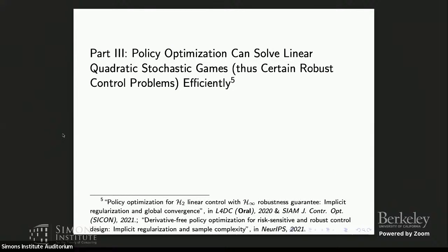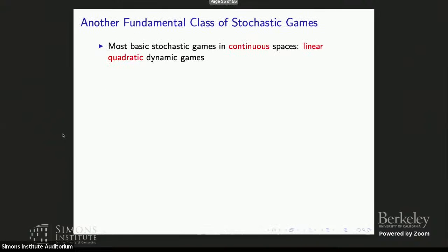Finally, let me wrap up by introducing the third approach, where we develop policy optimization methods for solving another fundamental class of stochastic games. Most of the games I talk about are, like in the tabular case, the basic zero-sum stochastic games. The most basic games in the continuous space are what we call the linear quadratic dynamic games.